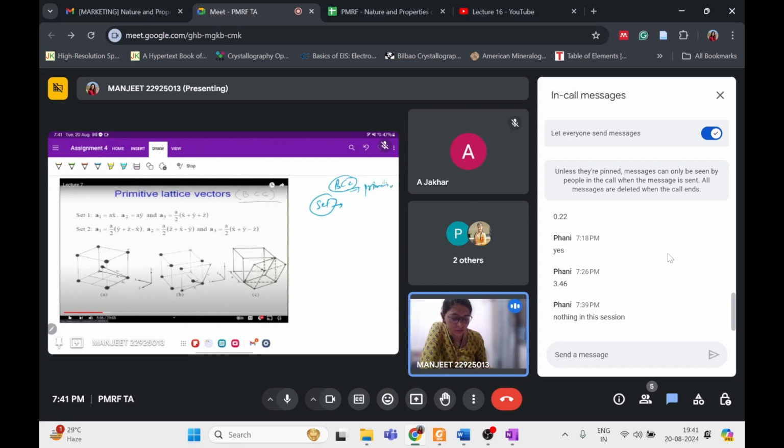And as I already told you, the primitive one has one atom per unit cell, but in the BCC we have two atoms per unit cell. Now we have to convert this body diagonal atom into the corner one, the same one. So I'm considering that this is the one lattice.